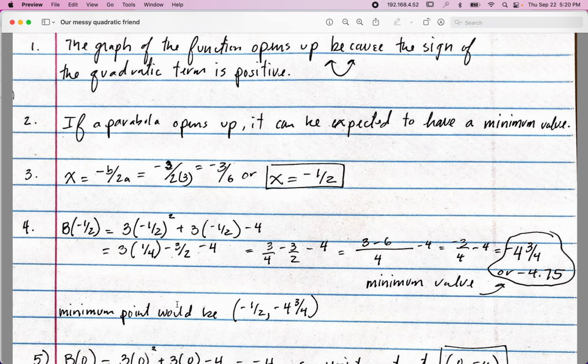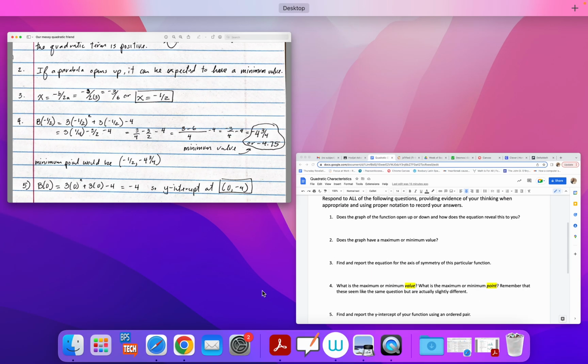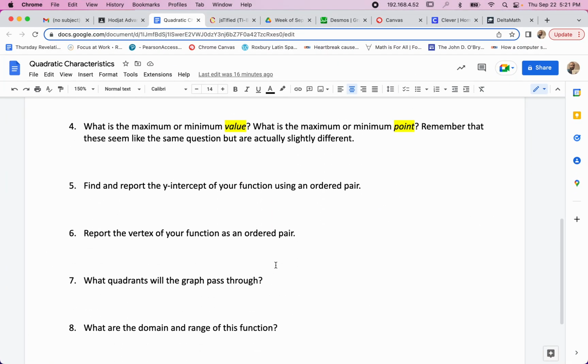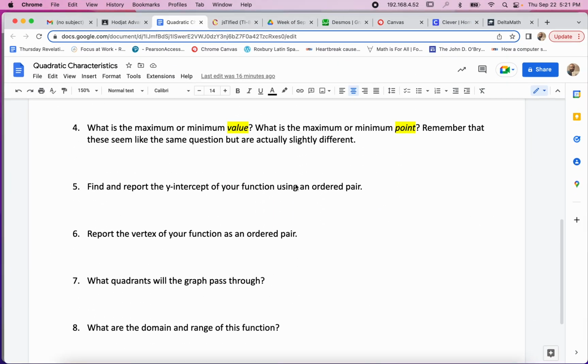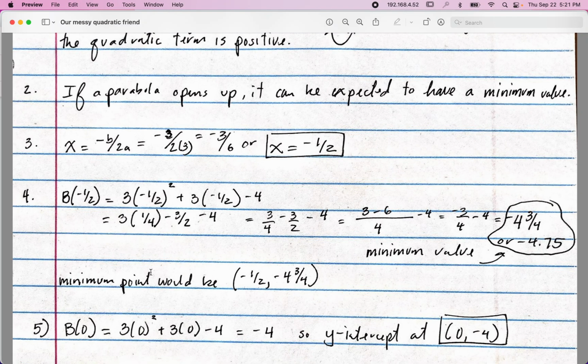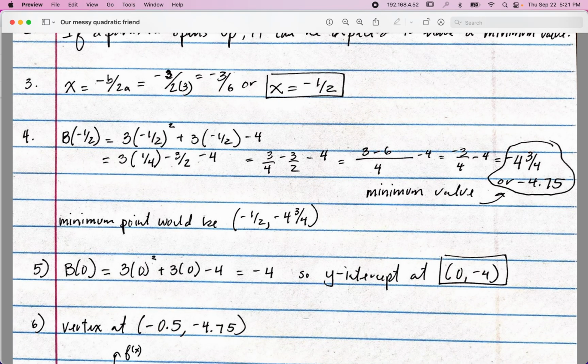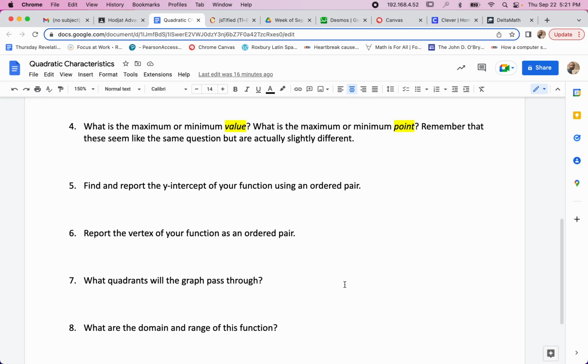The minimum point, by contrast, is negative a half, comma negative 4 3/4. I could have represented this as a decimal if I chose. They're both equally as valid as one another. What's the y-intercept of this function? Again, you want to let the input equal 0, because if your x value is 0, then you're on the y-axis. So b of 0 kind of kills off the quadratic and the linear term, leaving us with negative 4. The following question is, what's the vertex of the function?